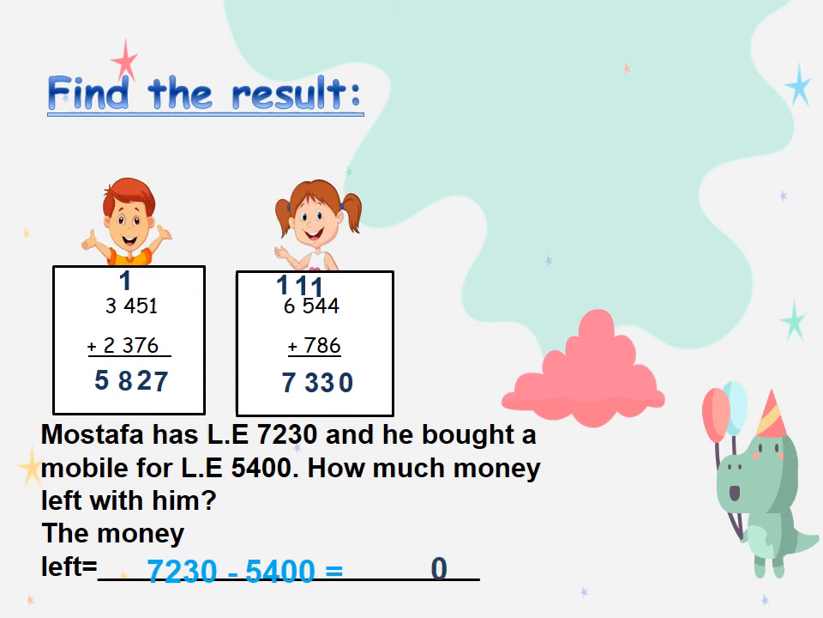Okay, let's start with the ones. 0 minus 0 equals 0. Then 3 minus 0 equals 3. Then 2 minus 4, can we make it? 2 is smaller than 4, so this 2 will knock at 7 and borrow 1. So it will be 12 here, and this 7 will be 6. 12 minus 4 equals 8. Then 6 minus 5 equals 1.